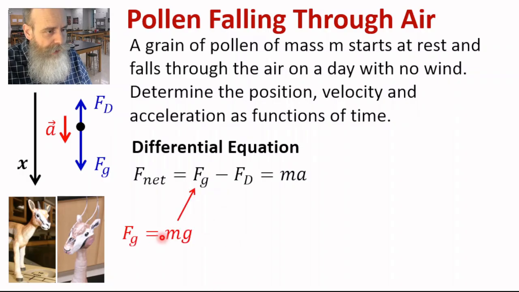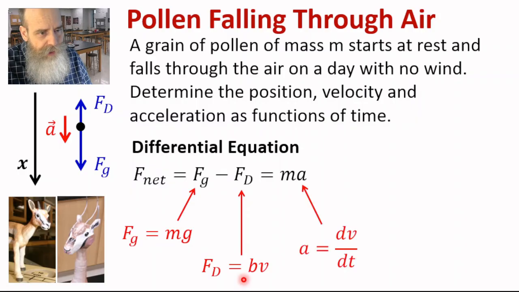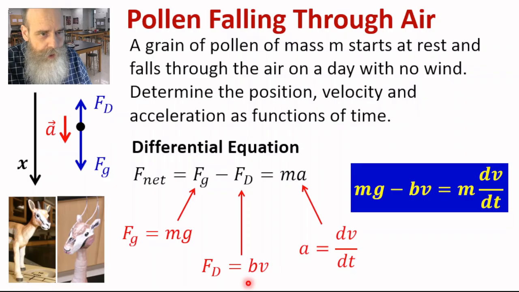Now, the force of gravity is equal to mg. The drag force is equal to bv. This is pollen. It's very small, so it's going to be a viscous drag. And then the acceleration is dv by dt. So let's put these three things into our equation for Newton's second law, and this is what we get. This is our differential equation: mg minus bv equals m dv by dt.